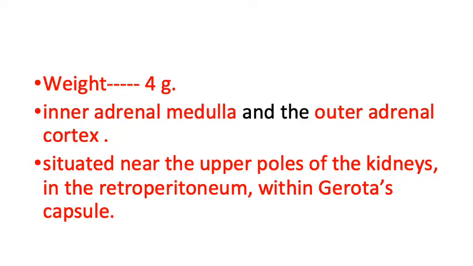The normal adrenal gland weighs about 4 grams, and it is composed of the inner adrenal medulla and the outer adrenal cortex. As we said, it is situated near the upper pole of the kidney, in the retroperitoneum, included in the Gerota fascia.